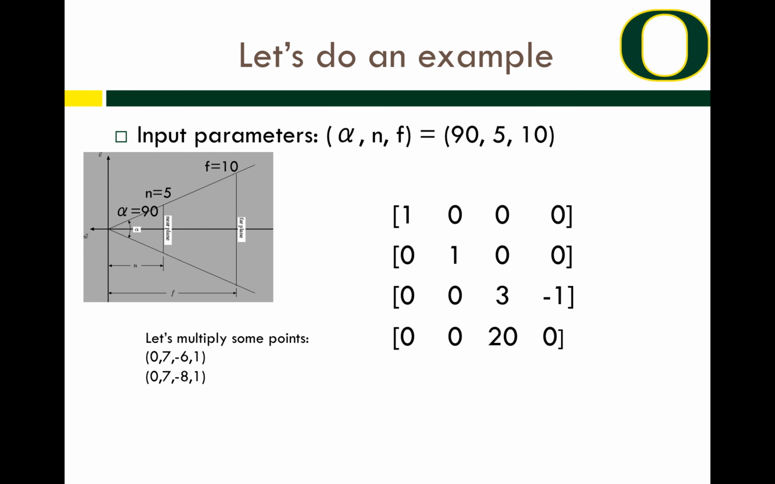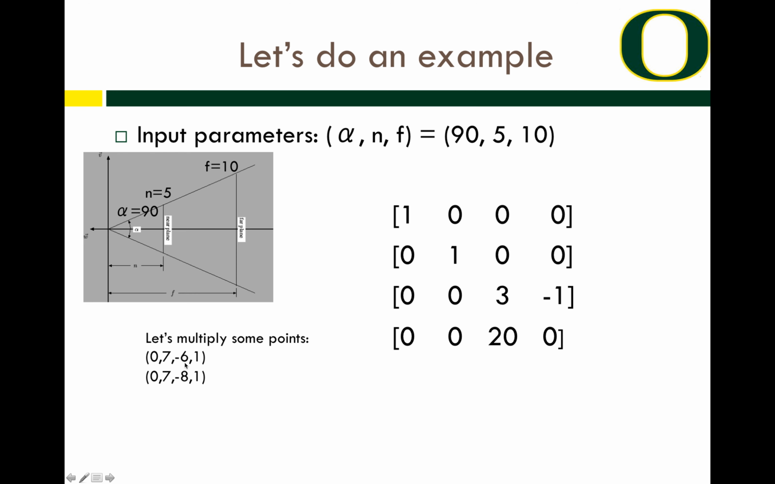So let's multiply some points. If we multiply the point 0, 7, minus 6, 1, then we put it right here, 0, 7, minus 6, 1, and then we would take this row times this column, that would be 0. This row times that column would be 7. So the first coordinate would be 0, the second coordinate would be 7.